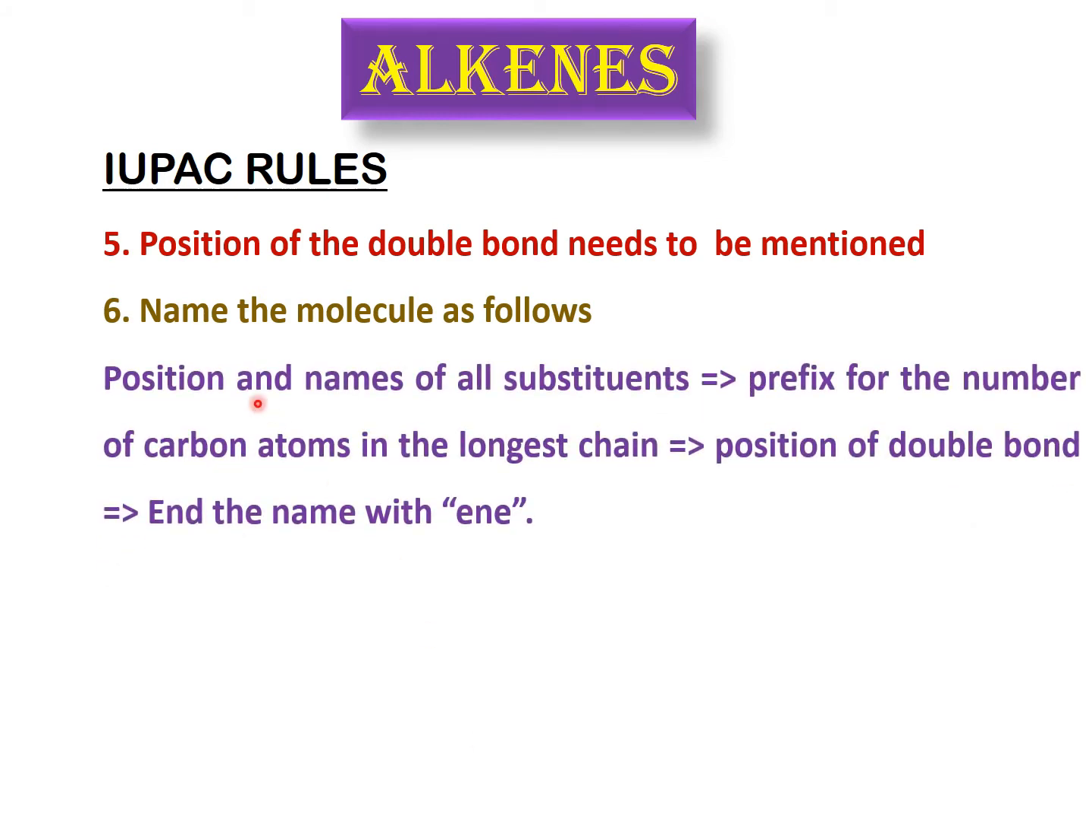As we have seen earlier, when naming a molecule according to IUPAC nomenclature, the name ends with the parent name or the parent functional group. Anything that has a lower priority is mentioned first while writing the name. So substituents have the least priority in any of the cases. First you have to mention the position and names of all the substituents. Then you write the prefix for the number of carbon atoms in the longest chain. This time it should contain the carbon-carbon double bond. And then you mention the position of the double bond. And finally, end the name with E-N-E.